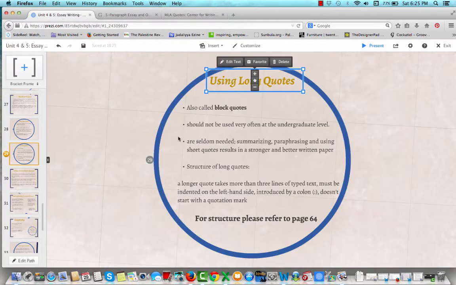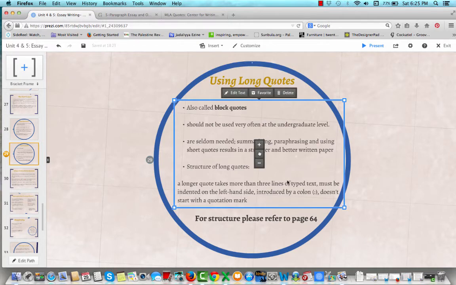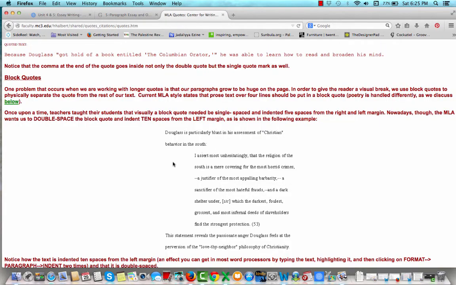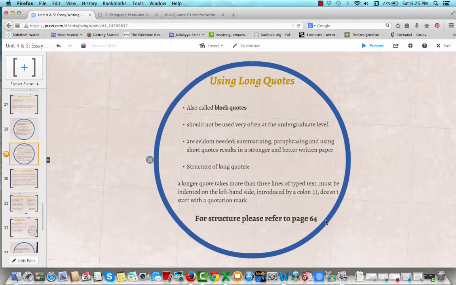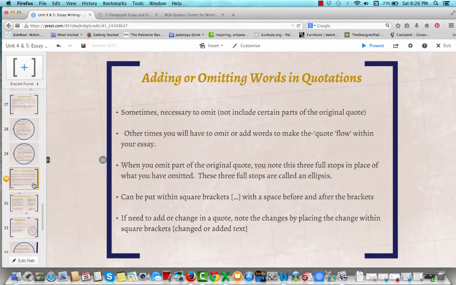All right, guys, going back to it. So there's 3 lines of typed text, more than that. It's indented on the left hand side, which is exactly what you just saw over here, and is introduced by a colon, which is the 2 dots that you saw. And it does not start with a quotation mark. Again, I recommend that you refer to page 64 for the structure of a long quote, all right? And practice using long quotes and short quotes because you will be using them from now on whenever you need to source information in relation to literature.